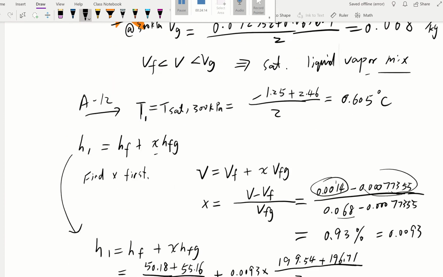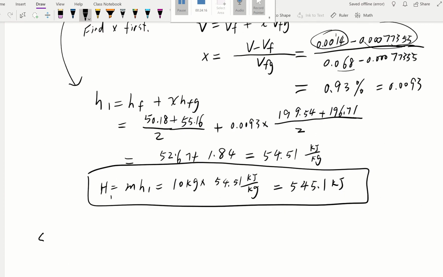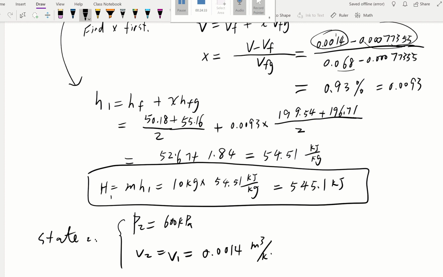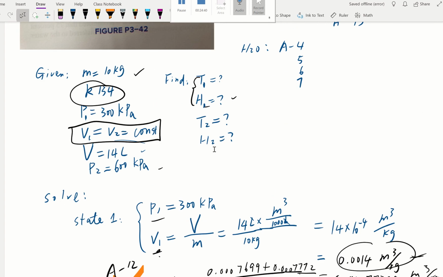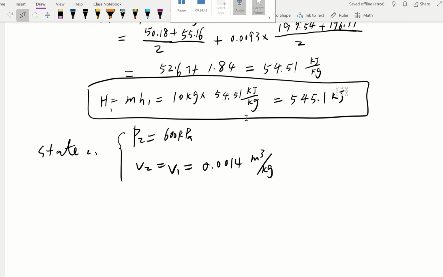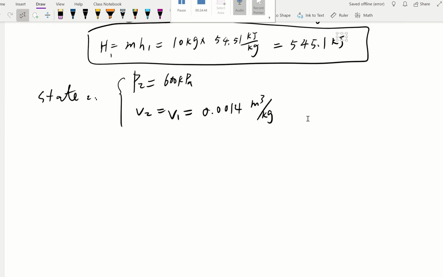So now I'm going to write it down, our state 2. Our P2 is 600 kilopascal, and our specific volume V2 is equal to V1, which is equal to 0.0014 meter cube per kilogram. So those are the 2 properties, okay? And I believe we are trying to find T and H also. So how do we do that?